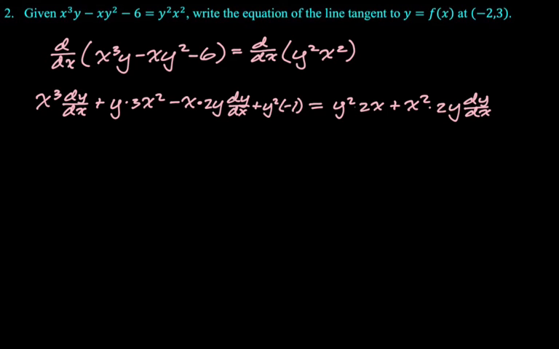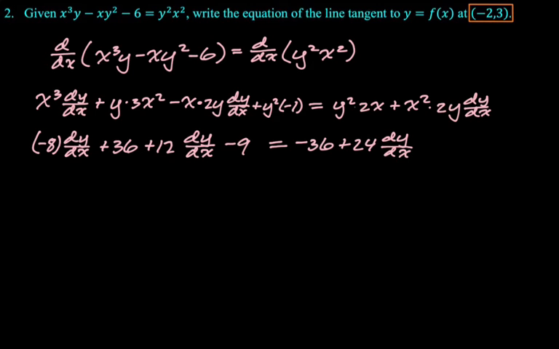Now I'm going to substitute in this point, negative 2, 3. So when I do that, I'm just going to plug in and you can see the results. We get negative 8 dy/dx plus 36 plus 12 dy/dx minus 9 equals negative 36 plus 24 dy/dx. Every x became negative 2, every y became a 3, and then I tried to do the arithmetic correctly.